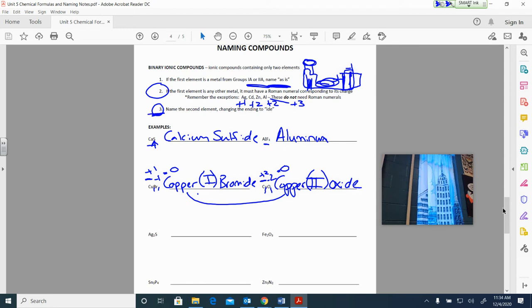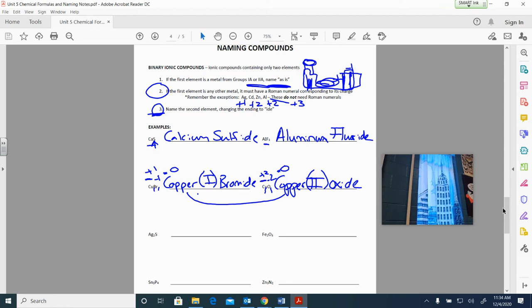And then I go to rule number 3 that says name the second element, but change its ending to -ide. So I look at the periodic table. F is fluorine. So now it's fluoride. Done. Okay, so that one's finished.